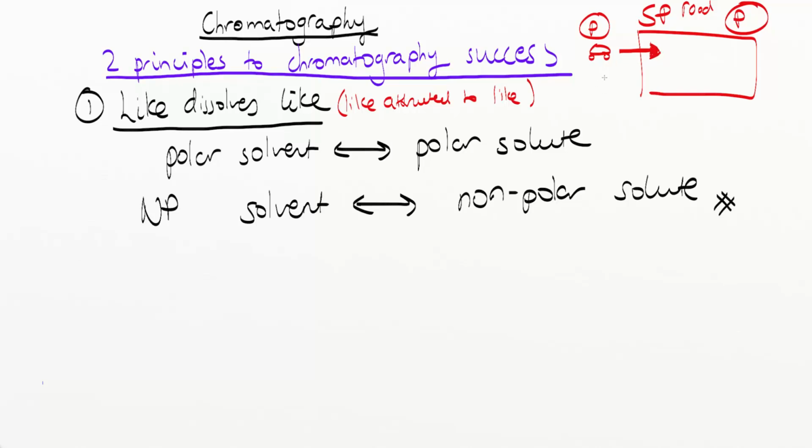However, if I have another car, and this other car is non-polar, it will not have a lot of attraction to the polar stationary phase, and it will have less friction than the polar car. Therefore, it will move a lot further. That's the principle of like dissolves like.